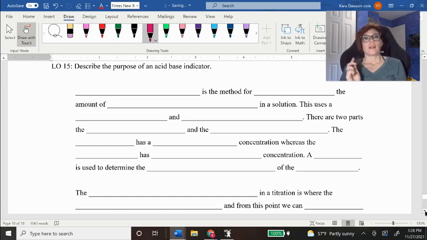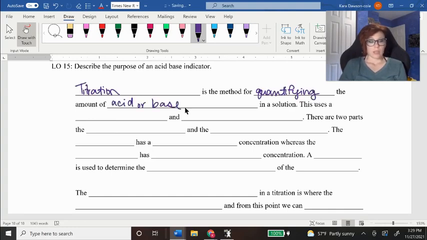So before we do this, I like to talk about titrations, because this is where you use an acid-base indicator, when you titrate a solution. Also, probably one of the most important lab techniques in chemistry. So titration is the method for quantifying the amount of acid or base in a solution. This uses a burette and an Erlenmeyer flask, usually.